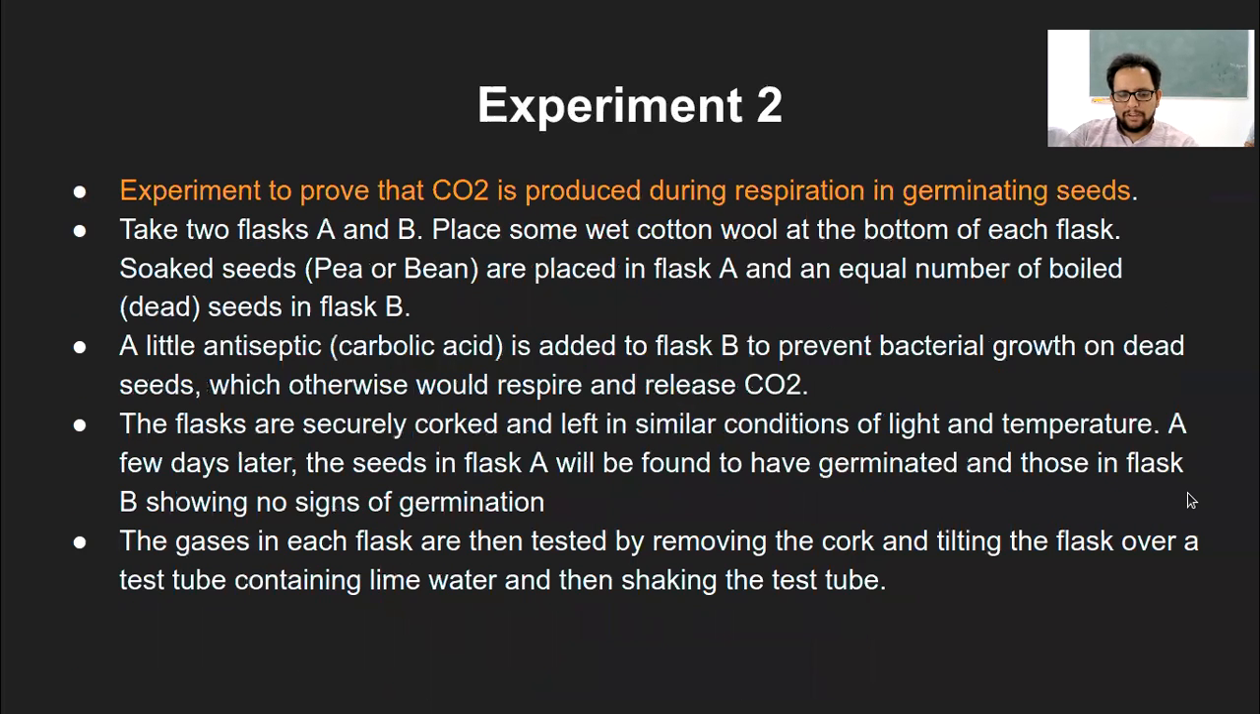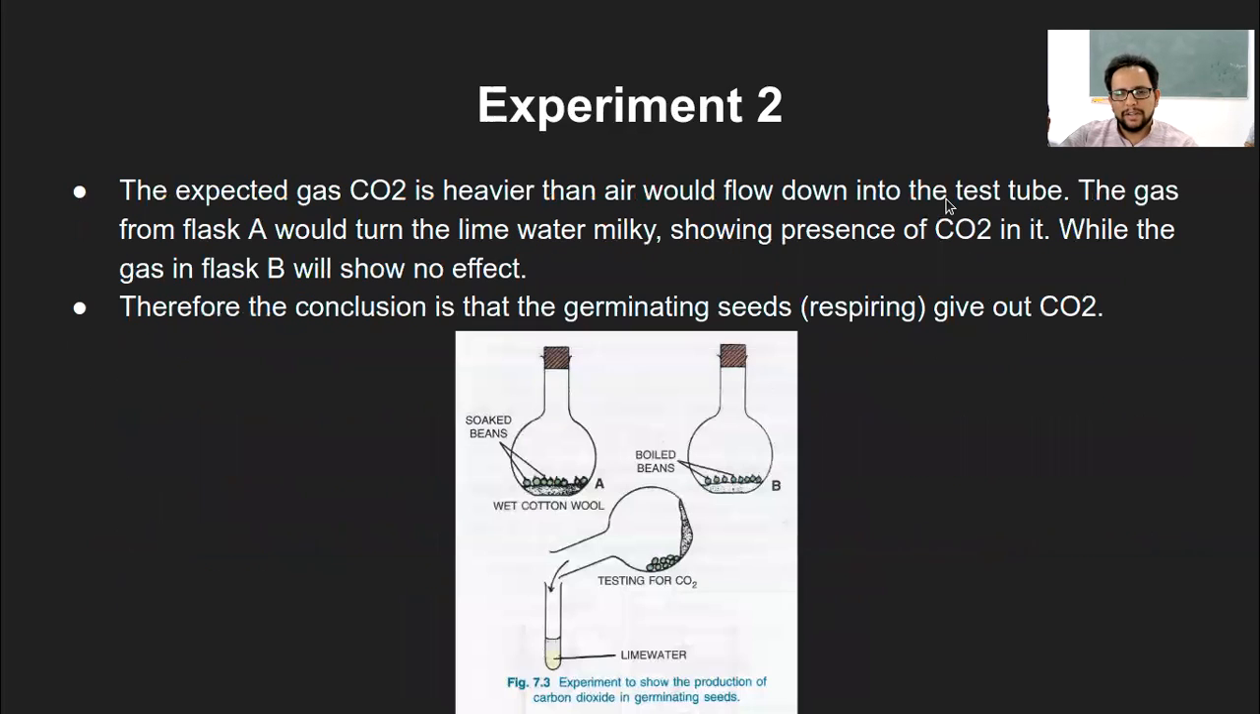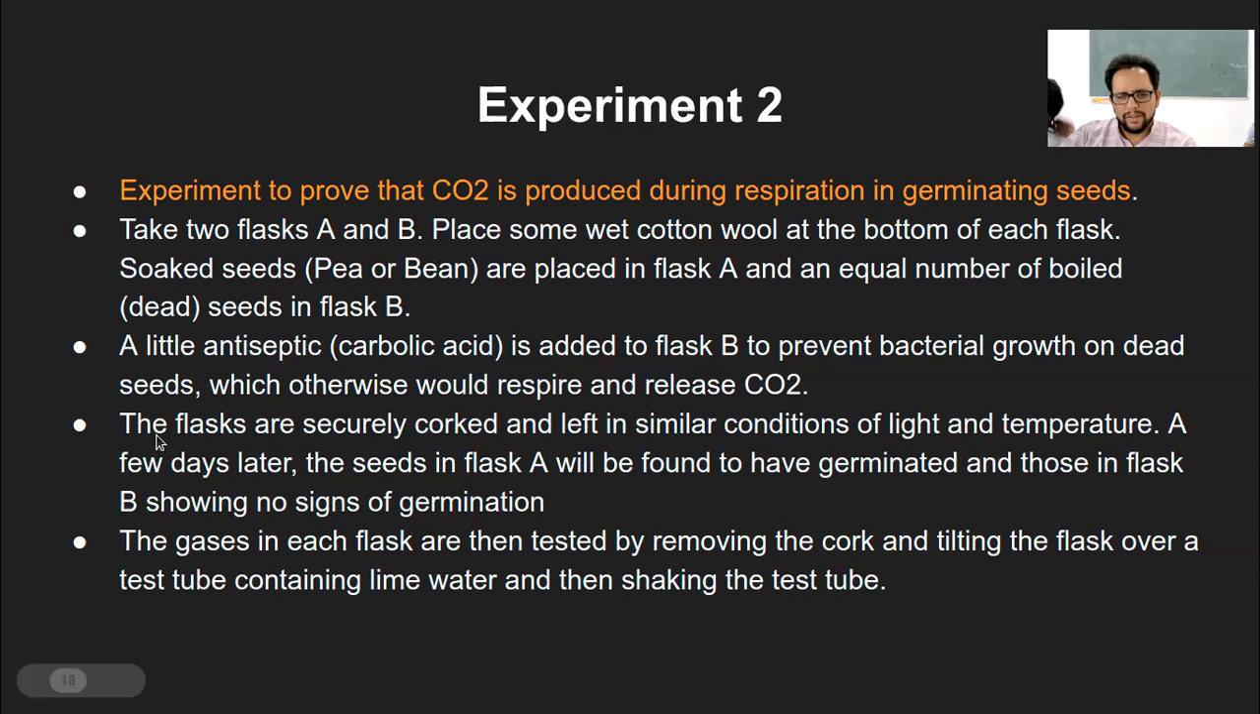Okay, so that was the first experiment. Then there is a second experiment to prove that carbon dioxide is produced during respiration in the germinating seed. And this is the experimental setup, which is again relatively simpler. You take these flasks, you keep wet cotton, and you keep germinating seeds which are soaked in water in flask A. In the other flask, the same setup, just with boiled seeds, so they are dead, and you allow them to germinate over I guess 3 to 4 days.